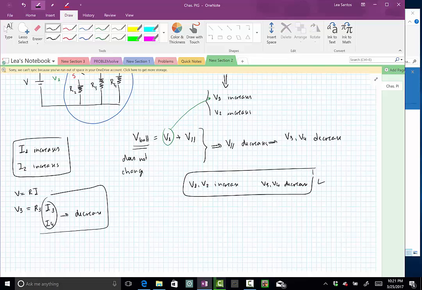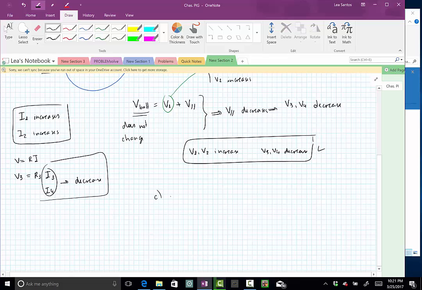Comes one more qualitative question. What happens to the power output of the battery when the switch is closed? Well, this is question C, right? So the power output from the battery is just V from the battery and the total current. We just learned that the total current has to increase, right? The total current increases because the total resistance decreases. Since we have more resistance in parallel, the equivalent resistance decreases, so the total current increases. The battery does not change. Well, from here we conclude that the power output increased.